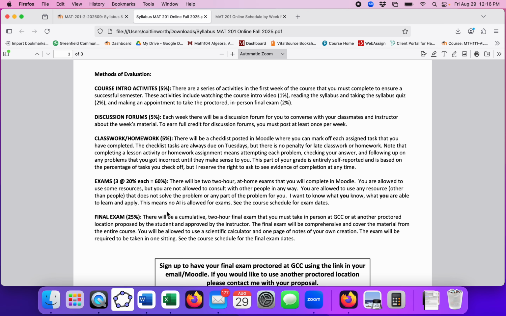Note that completing a lesson activity or homework assignment means that you attempted each problem, checked your answer, and followed up on any problems that you got incorrect until they made sense to you. So this part of your grade is entirely self-reported and is based on the percentage of tasks that you check off in the checklists. But I do reserve the right to ask to see evidence of completion at any time. Okay, so your classwork homework grade is based on your checklists in Moodle. After that, we have exams. There are 3 of them, 20% each for 60% total.